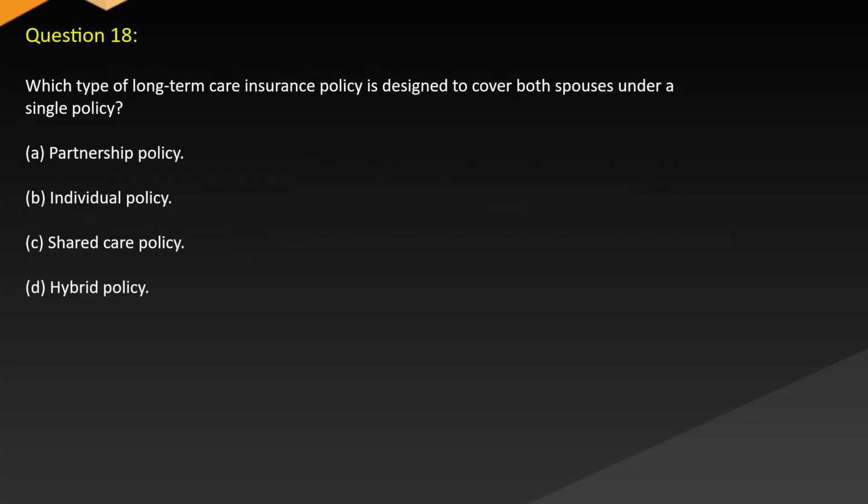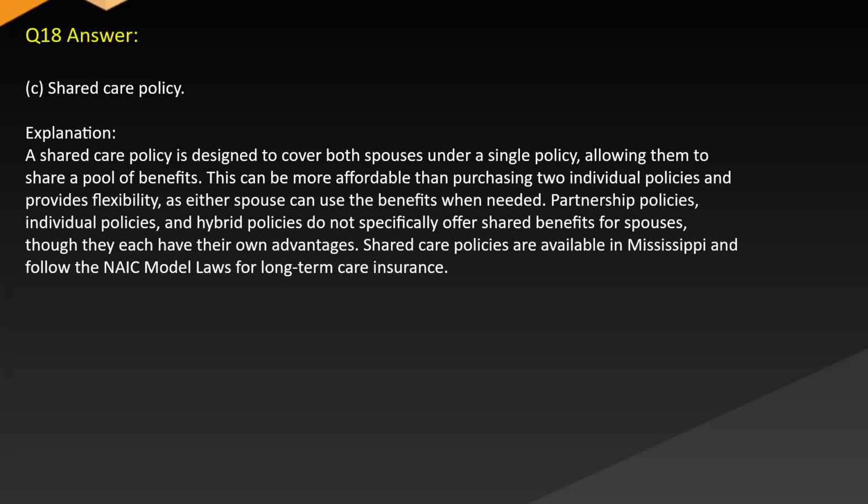Question 18. Which type of long-term care insurance policy is designed to cover both spouses under a single policy? A. Partnership policy. B. Individual policy. C. Shared care policy. D. Hybrid policy. Answer: C. Shared care policy.